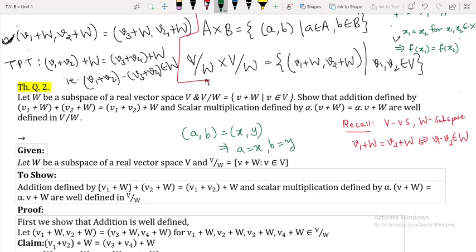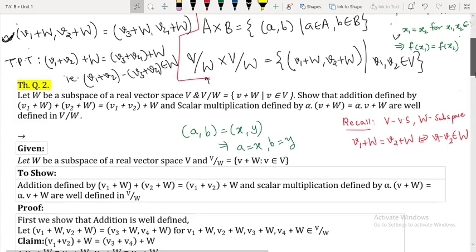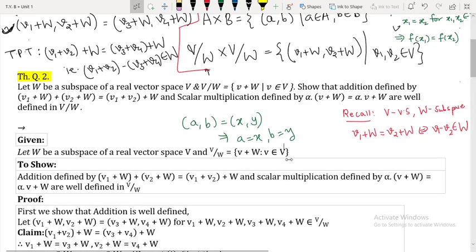Y. Same thing I can say, since these two are equal elements, this is the first coordinate on the left hand side, and this is the first coordinate of the right hand side. So what should happen? They should be equal. So I can say that V1 plus W should be equal to V3 plus W, and V2 plus W should be equal to V4 plus W. That is what I have said over here.